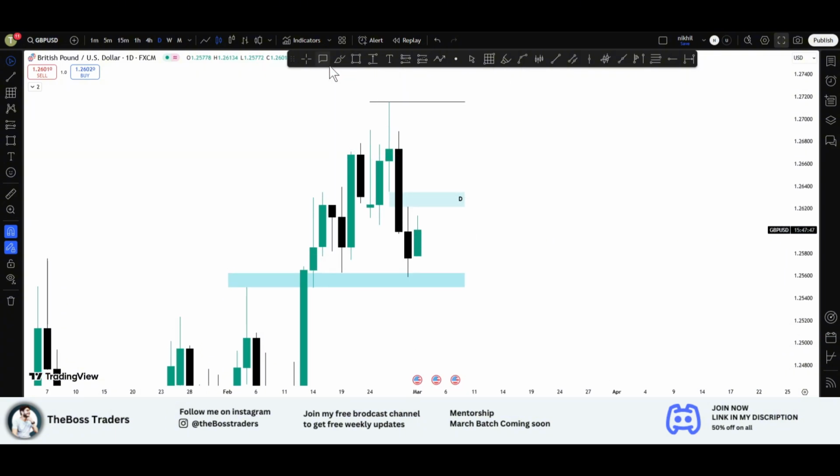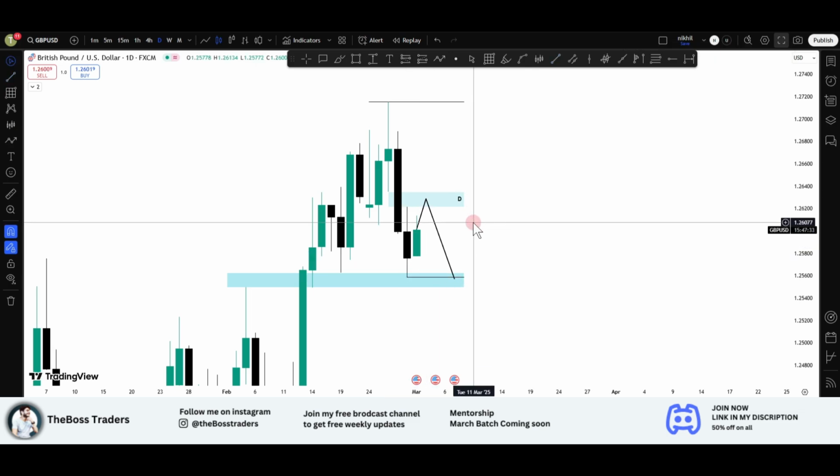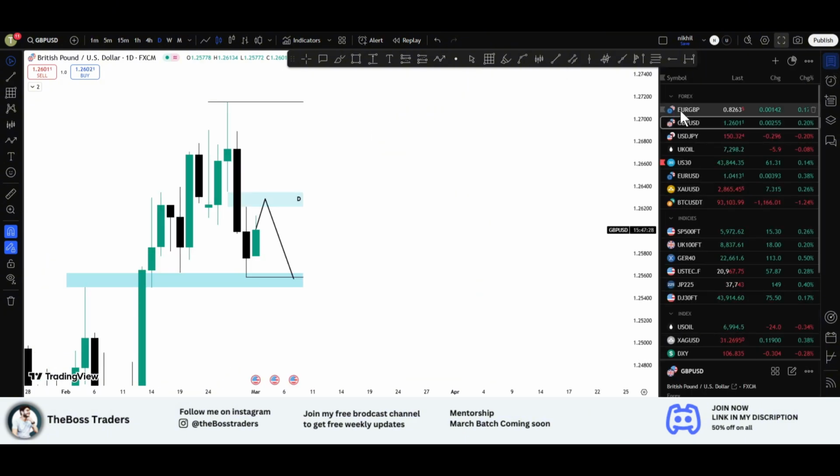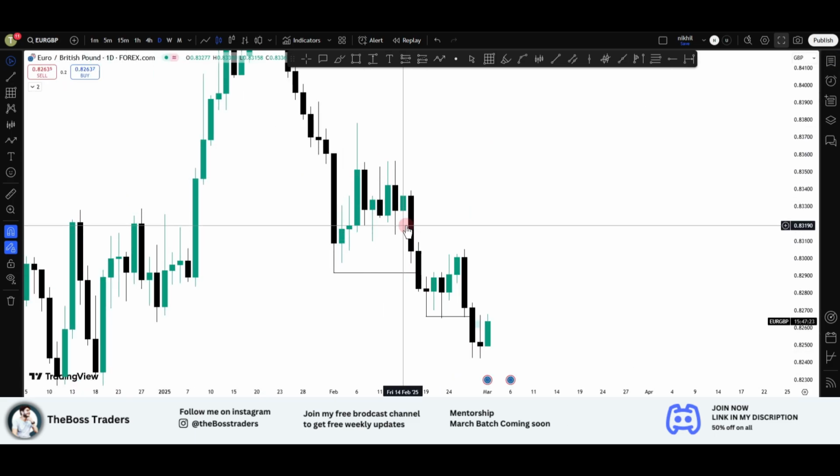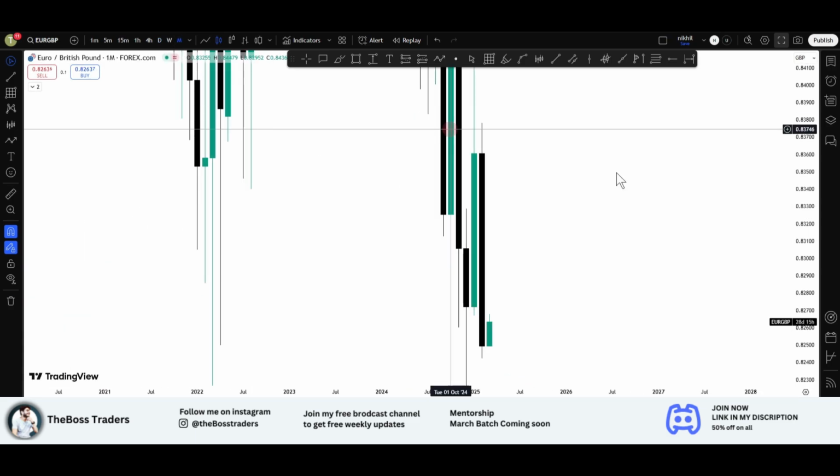That's why either of two things can happen. We tap into this daily fair value gap, and then we can target this low right here, or we look for weakness in euro. So let's do our analysis on euro GBP, and here we can decide which pair we should trade for short with USD.